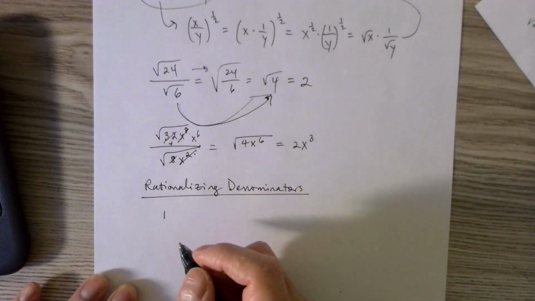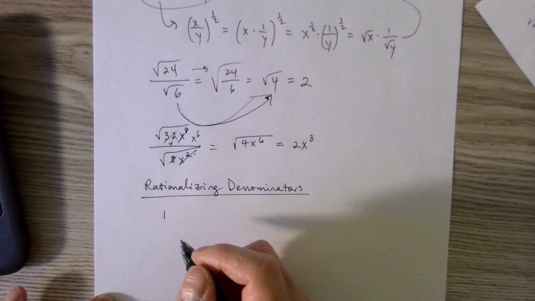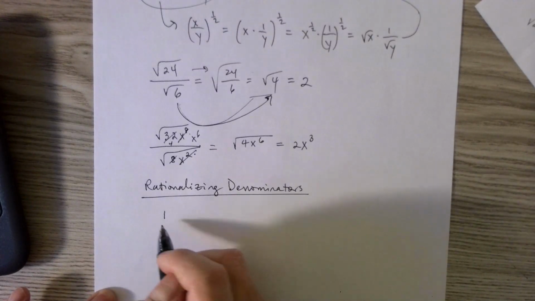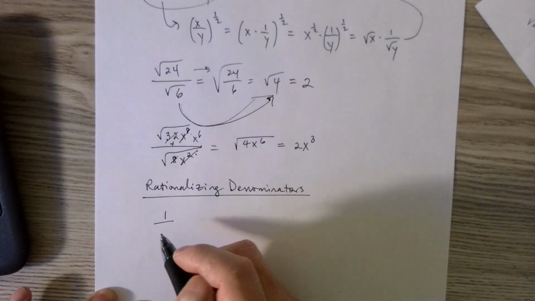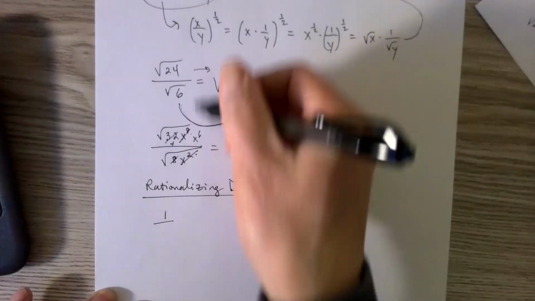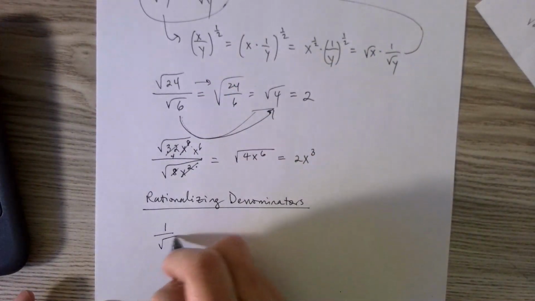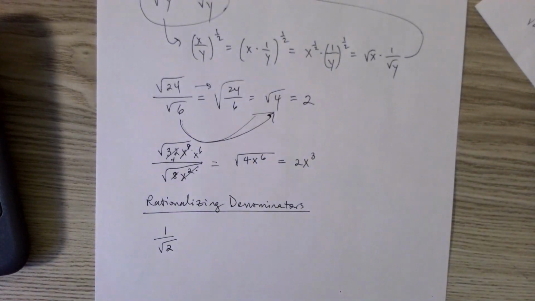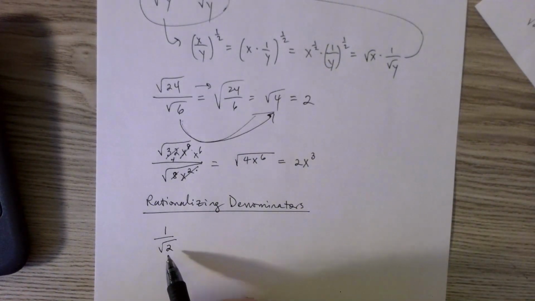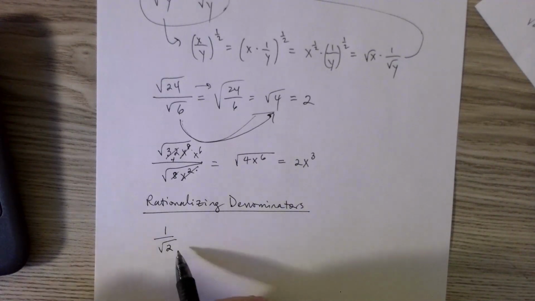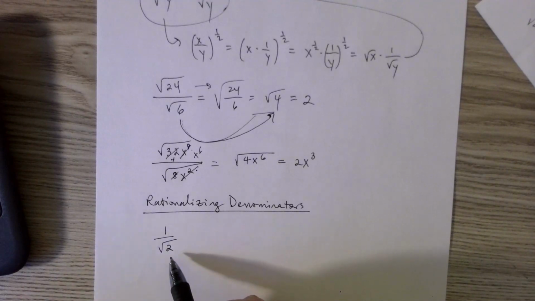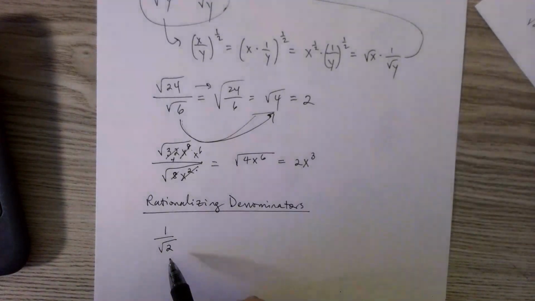Now there are going to be times when, after simplifying a fraction or dividing radicals, you will be left with a radical in the denominator that cannot be simplified further. 2 is not a perfect square. There's no other 2 in the rad also. So nothing's going to come outside of this rad. This radical is done being simplified. Whatever it was before, it's done.